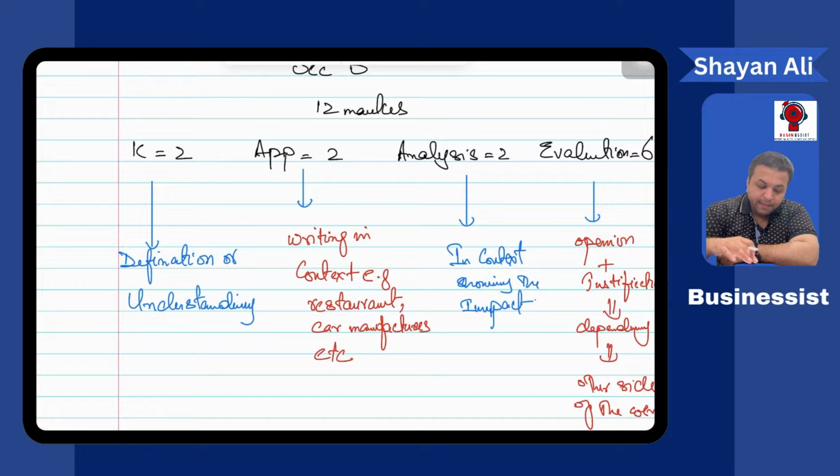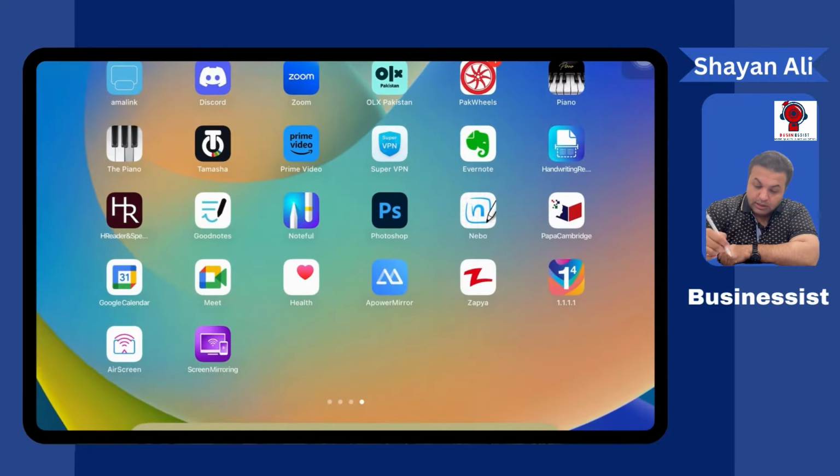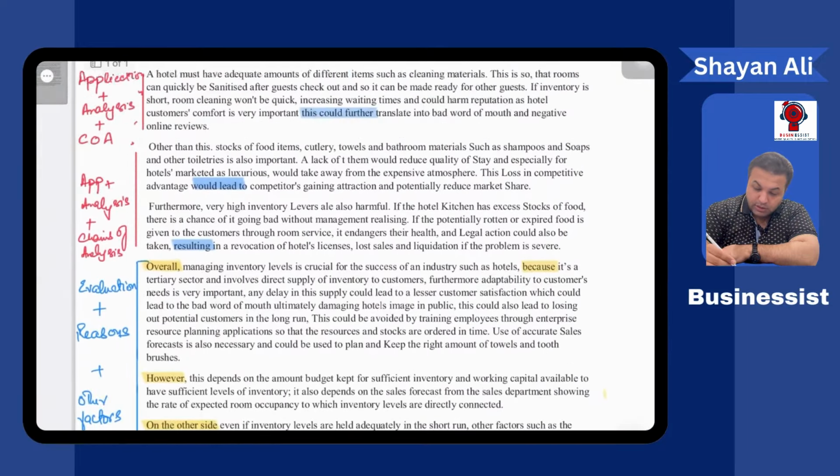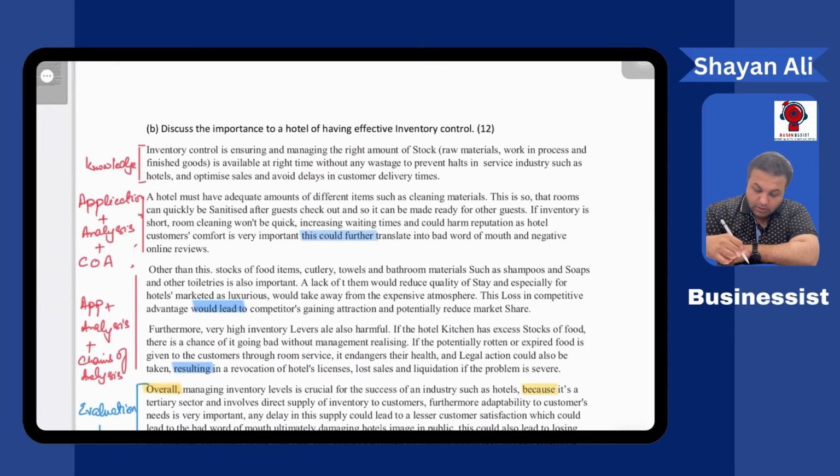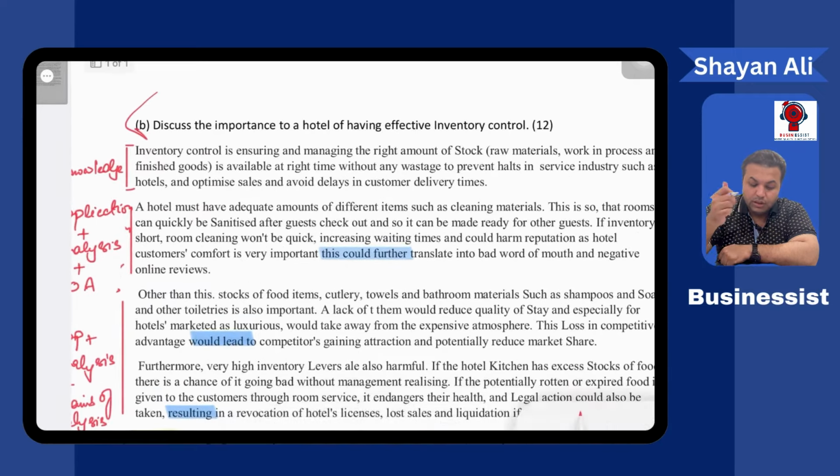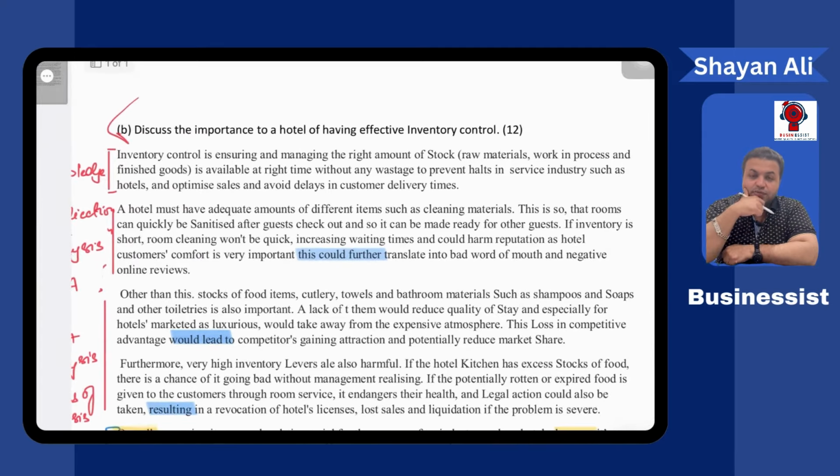Here we can see that I've already marked this question for you guys. Let's mark it once again. Okay. So the question says, discuss the importance to a hotel of having an effective inventory control. I'm repeating the question again. Now, first advice, read the question at least thrice. Let's read it again for the third time. Discuss the importance to a hotel of having an effective inventory control.